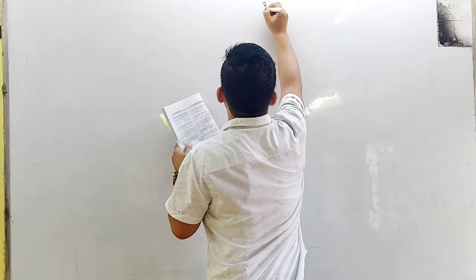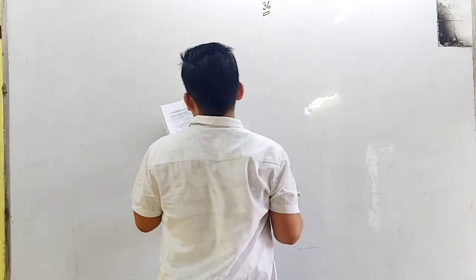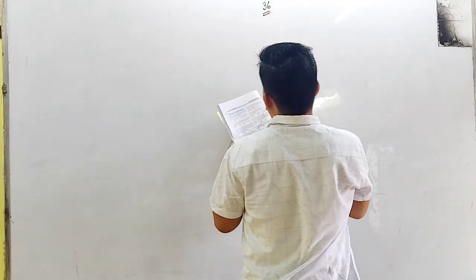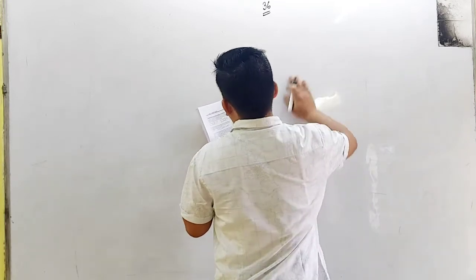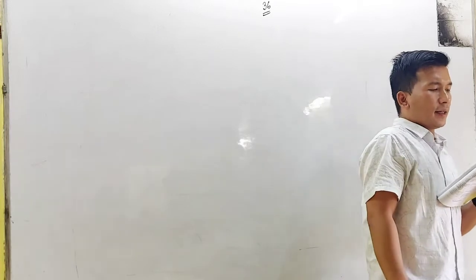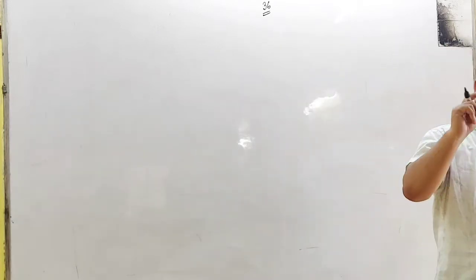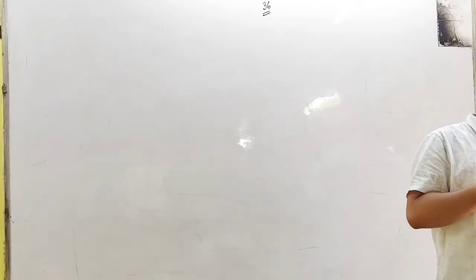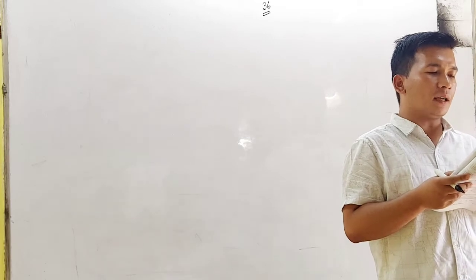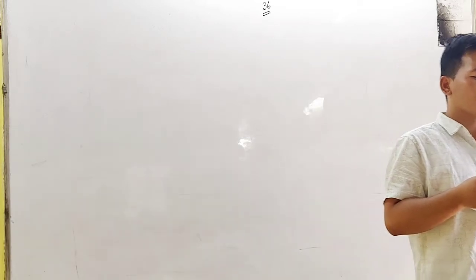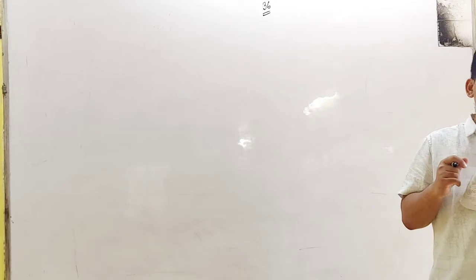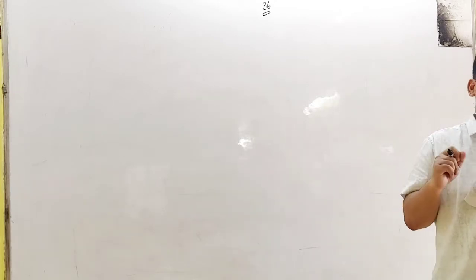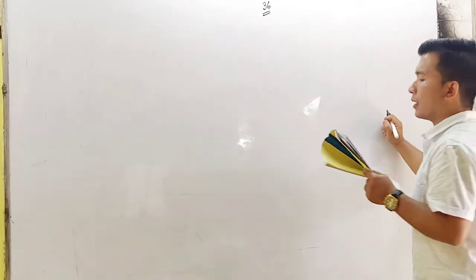Question number 36. Two satellites A and B are at distances RA and RB from the Earth's surface, and R is the radius of the Earth.